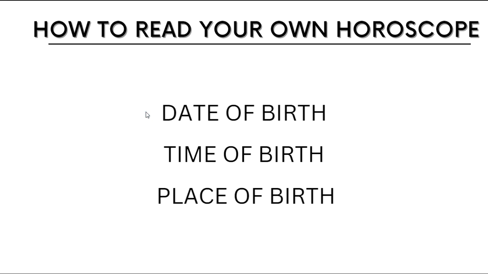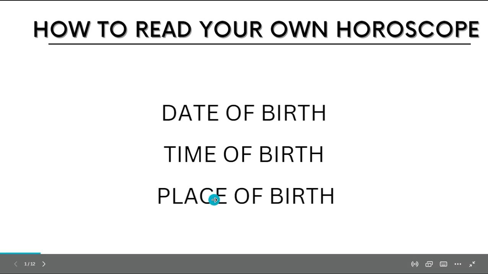Hello everyone, today I'm going to talk about how to read your own horoscope and the basics of astrology. In order to read your birth chart, you need three important details. One is your date of birth, the second one is your time of birth, and the third one is your place of birth. Even if your place of birth is not very accurate, it's quite okay.